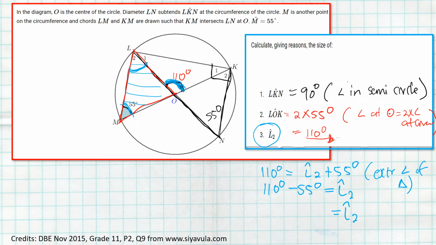Then our L2 will also be what? It will also be what? 55 degrees. Can you see? Our L2 is also 55 degrees, right?